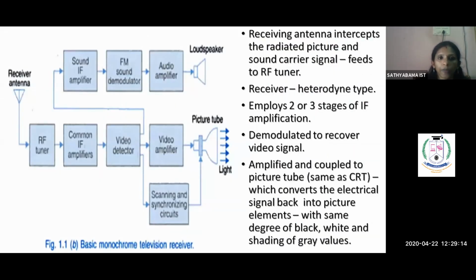And in the receiving section, we have a loudspeaker and a picture tube.